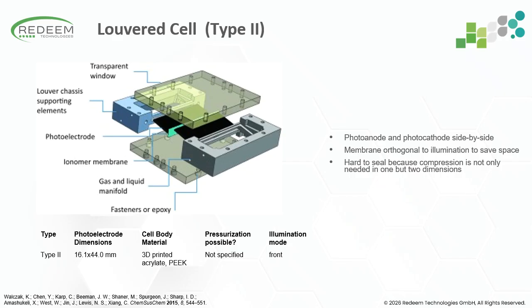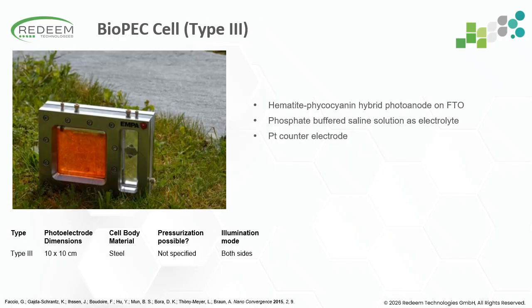So this is an example representing a type 3 PEC reactor where the photoanode and cathode are no longer arranged directly opposite from each other, but are positioned at approximately 90 degrees relative to each other. The motivation behind this architecture is to keep the dark counter electrode completely outside the optical path, ensuring that all incident light reaches the photoelectrode without shading losses.